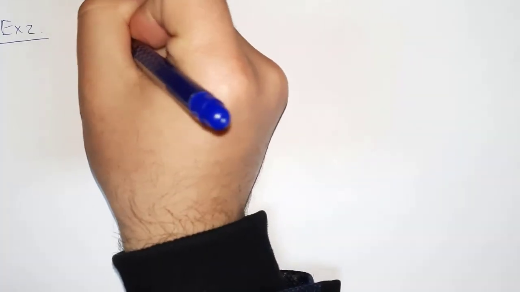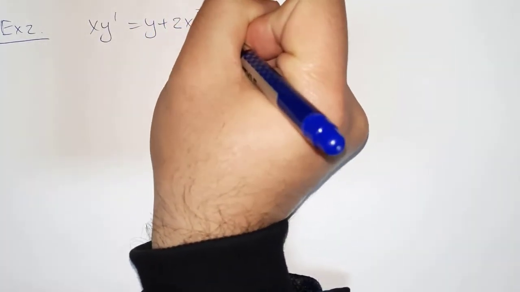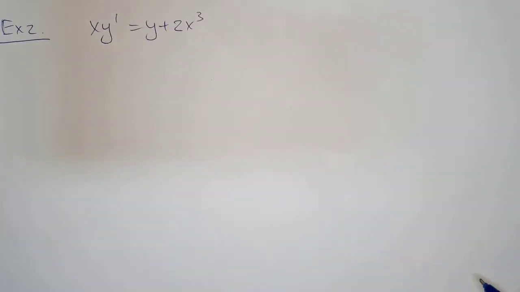So this is the general solution of our equation. And now let's consider the next example, example number 2. Solve the differential equation x y prime equals y plus 2x cubed. So this is again a linear differential equation of the first order. Now let's do it with the second method, the method of variation of a constant.